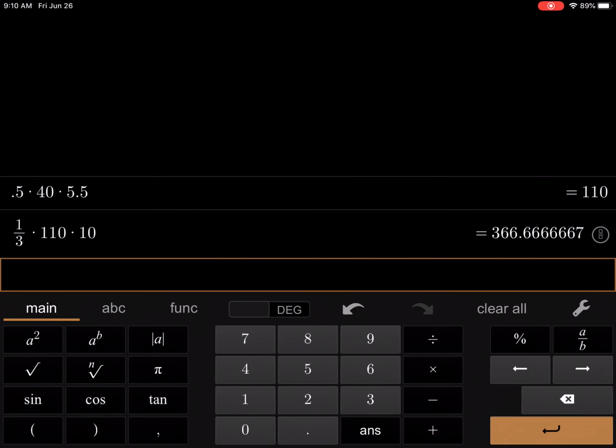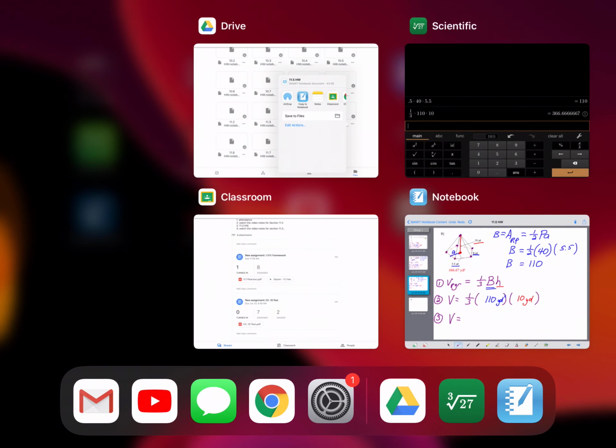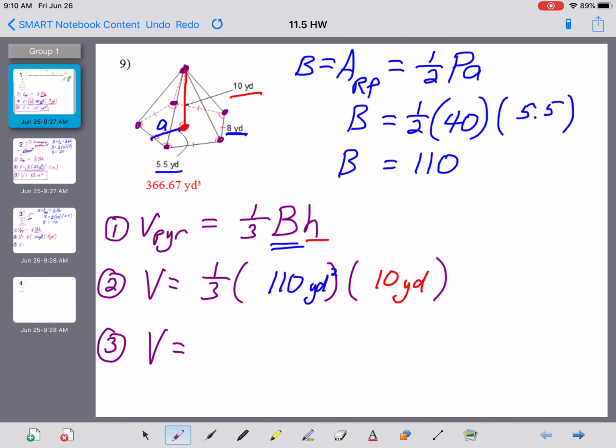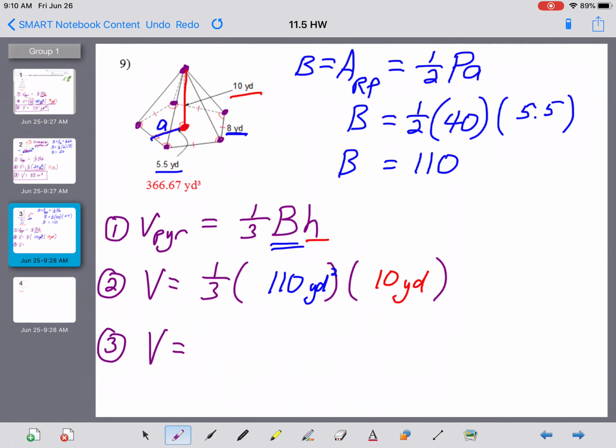So our volume of this pyramid now is 366.6 repeating. This is where you really want to check your directions and find out what's going on for sure. So if I go all the way back to number 1, find the volume of each figure. Yep, round your answers to the nearest hundredth.